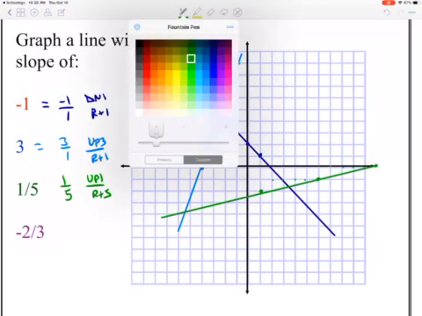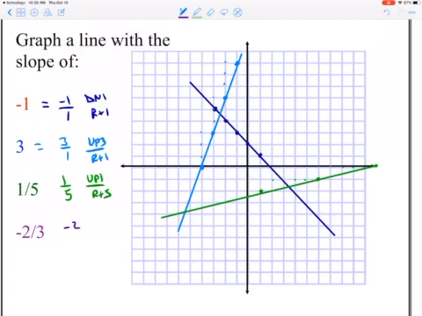And then I've got -2/3, which means down 2 to the right 3. So any point that I start with, down 2 to the right 3, down 2 to the right 3, I get this line. That's slope.